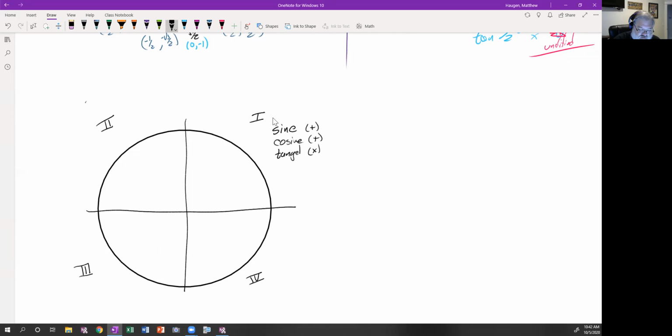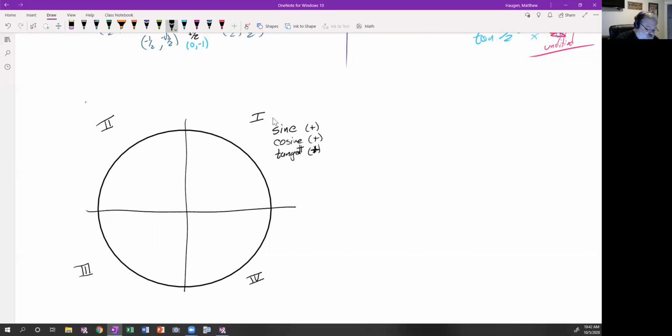That should be positive, sorry. So in quadrant 1, all of our trig functions are positive, just like they always were for our right triangles. Essentially, in quadrant 1, we might as well be doing right triangles. So everybody's positive in quadrant 1.